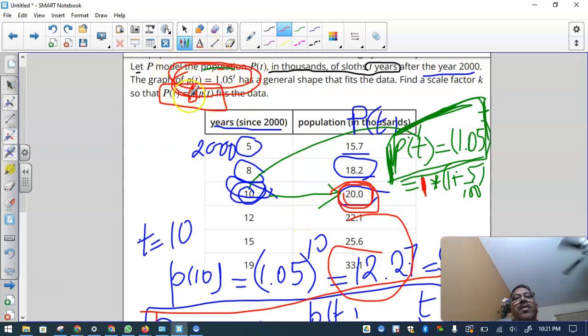This was given to you, and even if it was not given, you could figure it out. If originally there was 1,000 and it was growing by 5%, then 5% means 1 plus 5 over 100, which is 0.05, added to 1 is 1.05. We got that whole thing, whatever they give us.